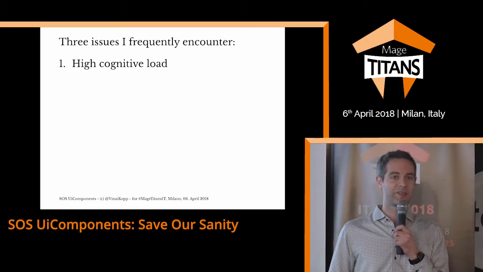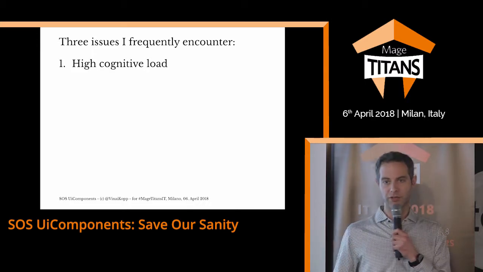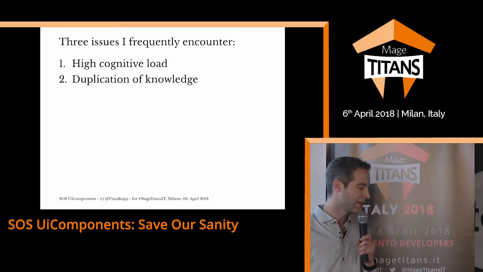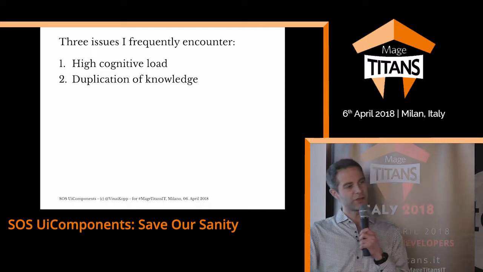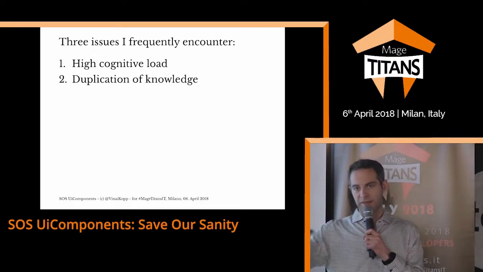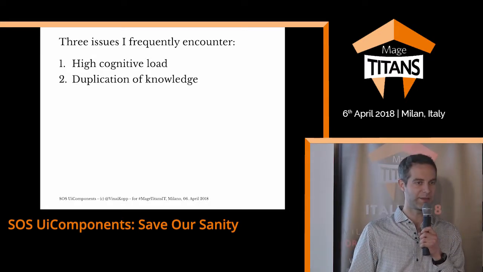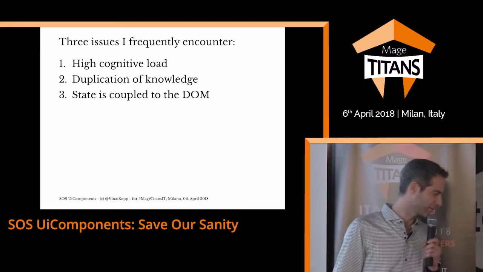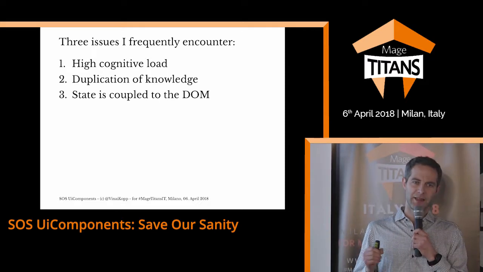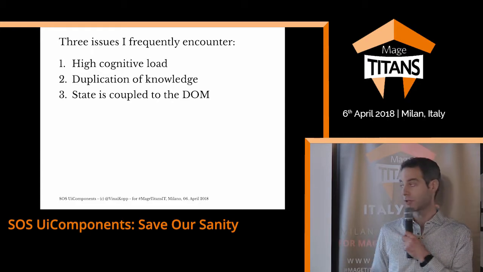There are three main issues I usually encounter when working with UI components. One is a high cognitive load. I have to keep a lot of things in my mind when trying to deal with them at the same time. One of the reasons for that is there's a lot of duplication of knowledge, right? So I have to remember selectors and names, and I have to duplicate all this information all the time, even though the code actually is pretty similar. There's a lot of boilerplate. And finally, state management. A sane state management is not encouraged by this framework.